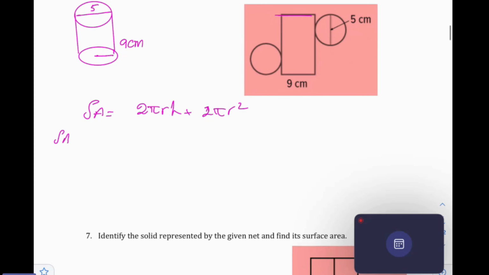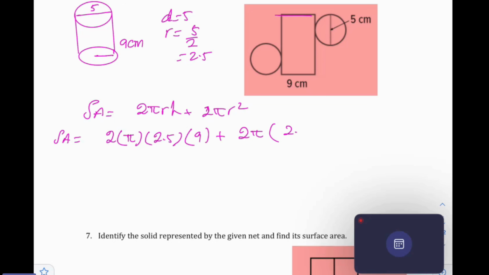Let's do it one by one. Surface area is 2 pi, I will leave pi this time. What is R? R is the radius, and the radius is the diameter divided by 2. Our diameter here is 5, so our R is 5 over 2, which is 2.5 centimeters. H is the height of the cylinder that separates the 2 circles, which in our case is 9, plus 2 pi again, 2.5 square, which is the radius square.